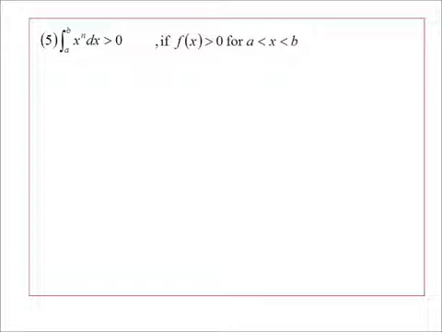Now, this is saying the integral will be positive if the function is positive. So if the curve is completely above the x-axis, so the function is completely above 0 between A and B, where we're integrating, then the answer we will get will be positive. That's what that's saying. Whereas if it's below the x-axis, the answer will be negative. It'll come up with a negative number.